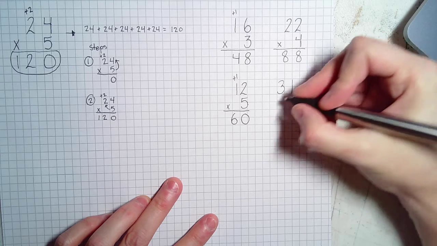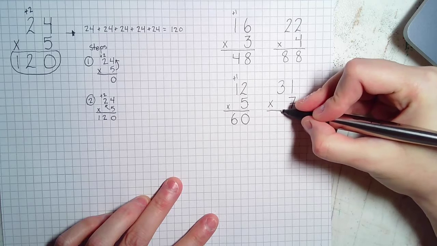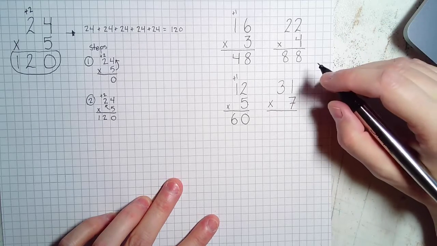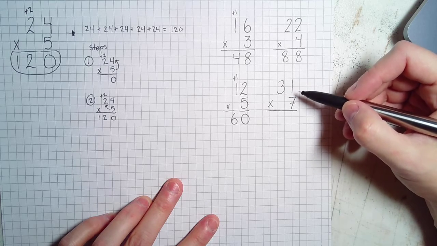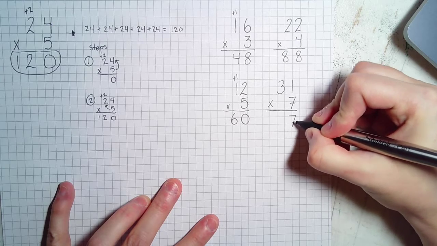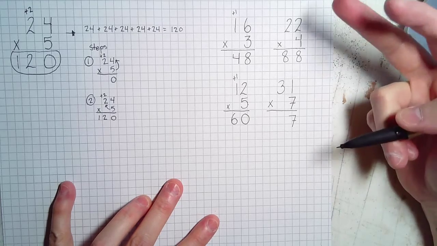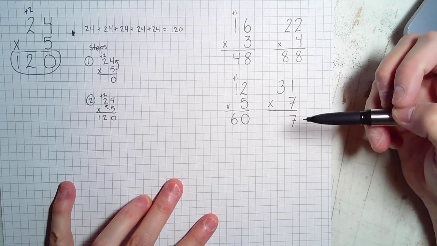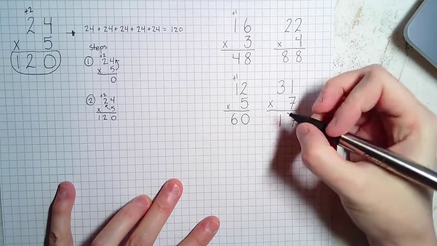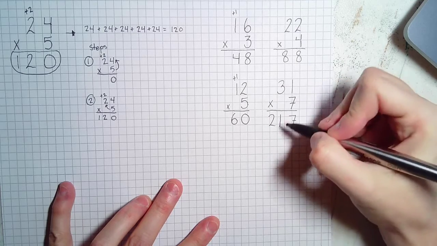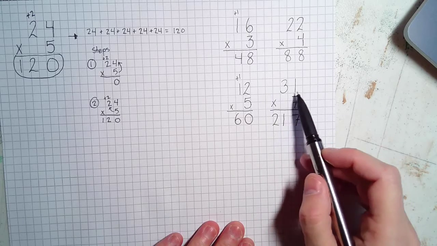Let's do 31 times 7. Okay, go ahead and pause the video and work that out. All right, so 7 times 1, we know anything times 1 is itself. So 7 times 1 is 7. Okay, and 7 times 3. Well, I know 7 plus 7, that's 7 times 2, is 14. So all I have to do is add another 7 to that. And I know 7 times 3 is 21. And because there are no other numbers to multiply, I can just write down the whole 21. And I get 217.